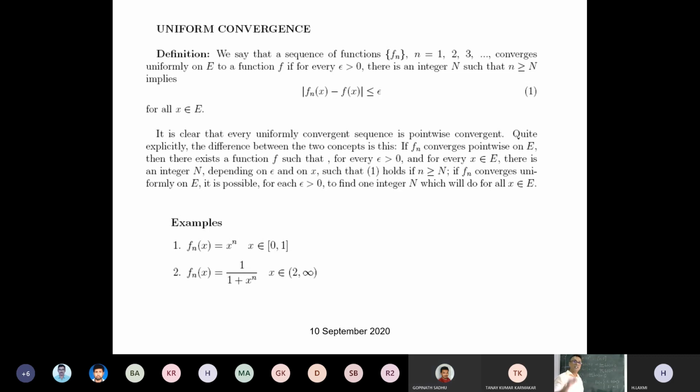That is a big statement. That is a big fact. You have to remember. Okay. So now let me come to the definition part. That is, mod of f_n(x) minus f(x) less than epsilon whenever small n is greater than or equal to capital N.